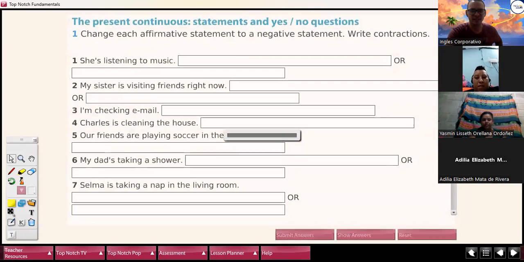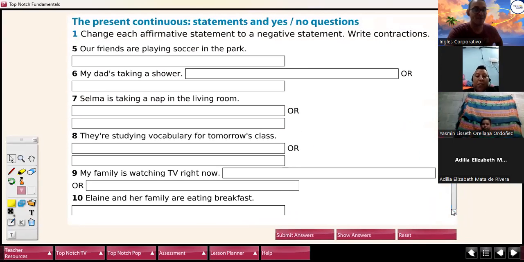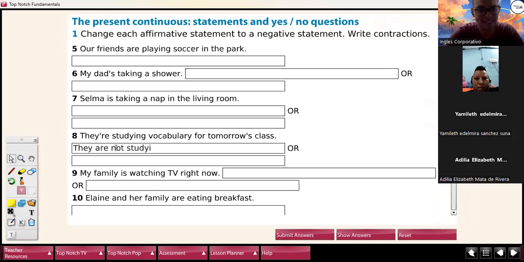Oh, sorry. Let me see 1 second. Oh, we have more over here. I'm so sorry. Now it says they are studying vocabulary for tomorrow's class. What is the negative? They are not studying vocabulary for tomorrow's class. That's correct. Now let's go with the next one.